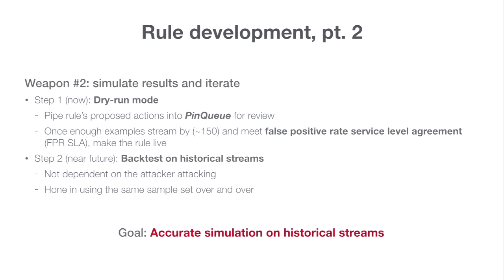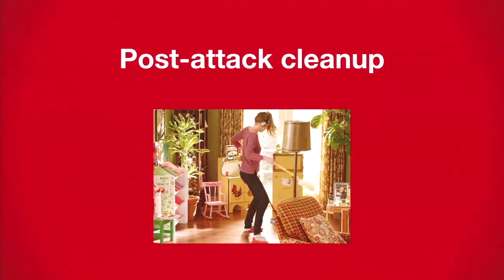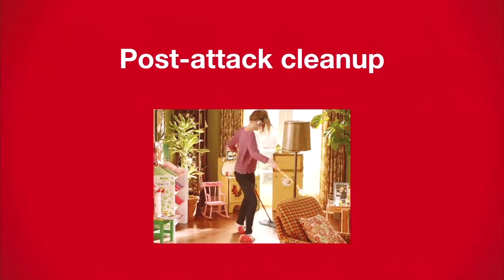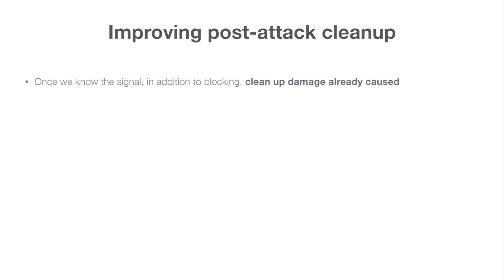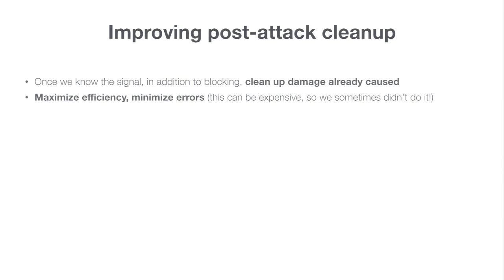So we want accurate simulation and historical data. So task two is that we've made the rule live, and we want to clean it up. So we know the signal, at least going forward, but we don't know how to clean up the backwards history.